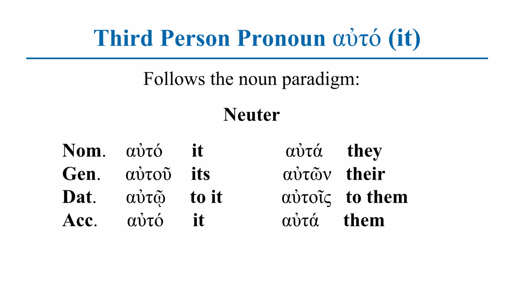In the plural, nominative, you have auta, meaning they. Genitive plural, you have autōn, meaning their. Dative plural, you have autois, meaning to them. Accusative plural, you have auta, meaning them. So this is how you say the word it in Greek. It can appear in the singular or it can appear in the plural. And you can tell that these are the same case endings coming from the noun paradigm that we have seen. So if you know the noun paradigm, it will help you to know the third person pronoun.